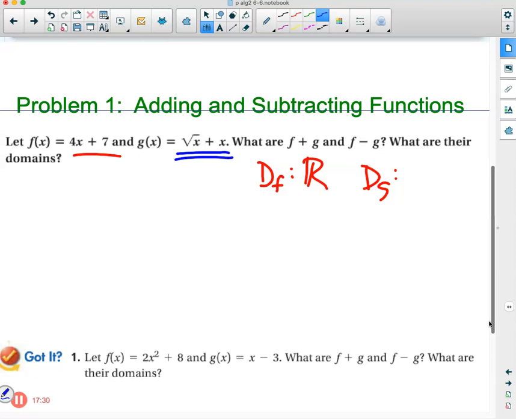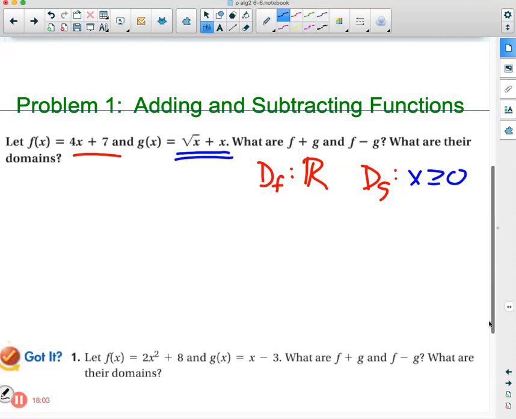There's g. Do you see any division in g? No. Do you see any even roots? Yes. So we have to warn people. You can't just use whatever number you want here, because if you put negatives in, you're in trouble. And that means we have to tell them x has to be greater than or equal to 0. You can take the square root of 0. You can take the square root of 1. You can take the square root of 3.7 if you want to, because they're not negative. So we start there.